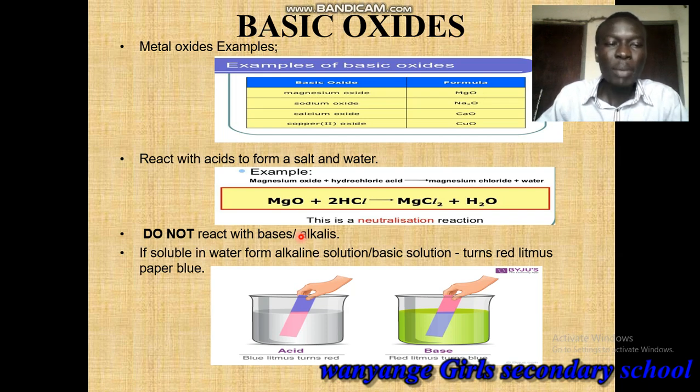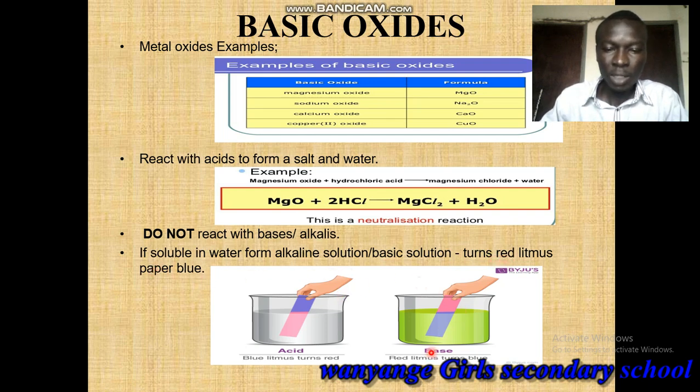Now, if a basic oxide is able to dissolve in water, meaning that there are some that are not soluble in water, but for those that are soluble in water, they are going to form alkaline or basic solutions. They are basic oxides, therefore they will form alkaline or basic solutions. So the solutions can be called alkaline solution or basic solution. A basic solution turns the color of red litmus paper to blue.